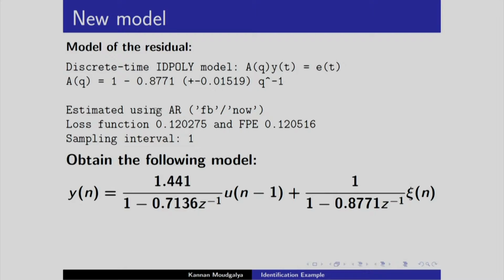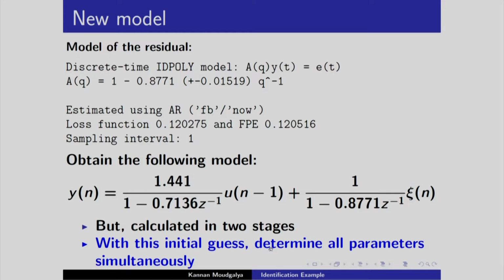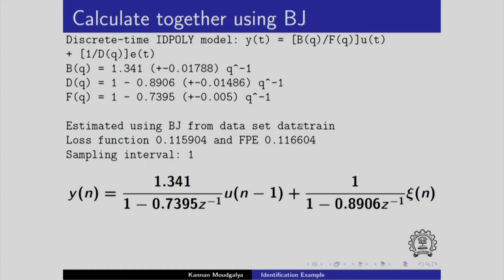You can see here 1 minus 0.8771, it is in the denominator. This is the one we obtained just now. But these two transfer functions have been calculated in 2 stages. As a result, there could be some questions about consistency and so on. So as a result, we determine all parameters simultaneously with these parameters as initial guess. With this, we obtained the whole transfer function.